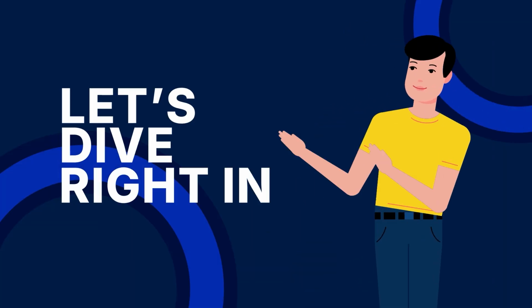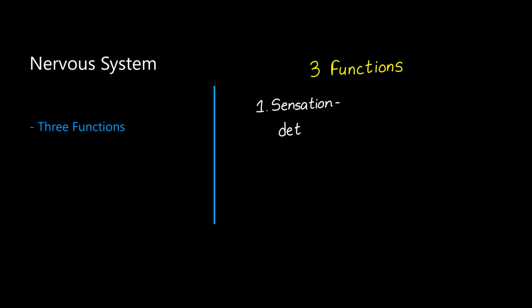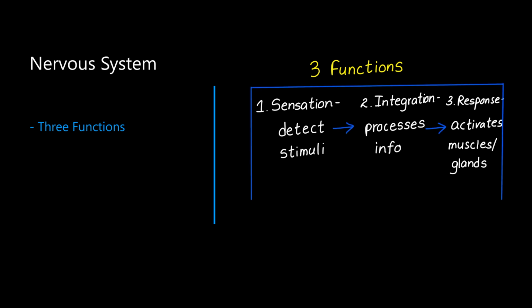So let's get started. The nervous system does three things. Sensation means it detects stimuli, whether that is heat on your skin or light hitting your retina. Integration means it processes and interprets that information in the brain or spinal cord. Response means it activates muscles or glands to do something about it. Every question about the nervous system traces back to one of those three functions.